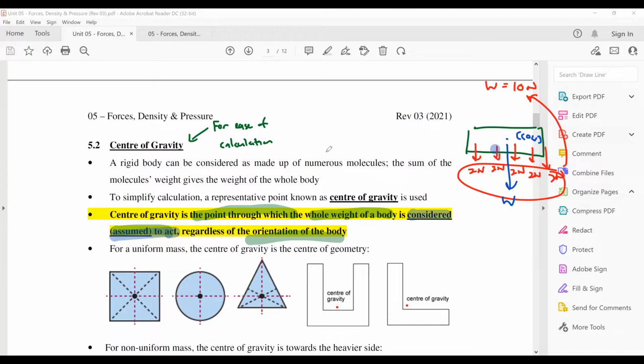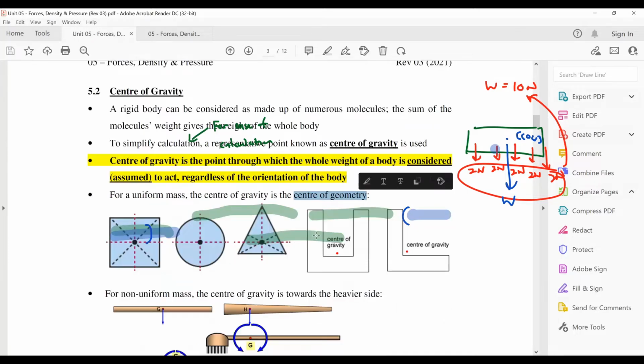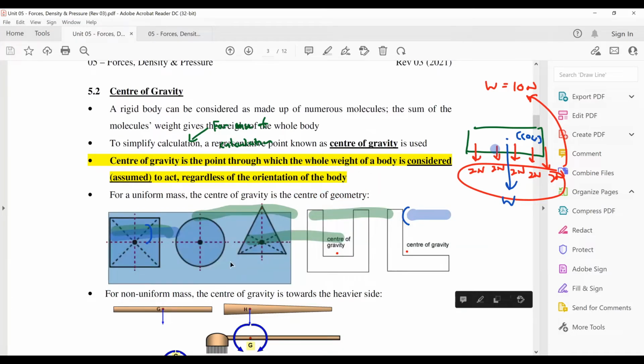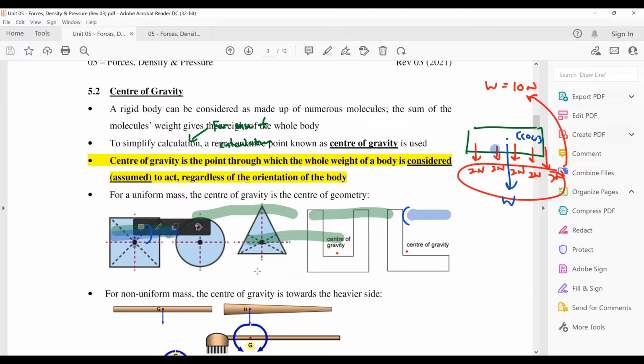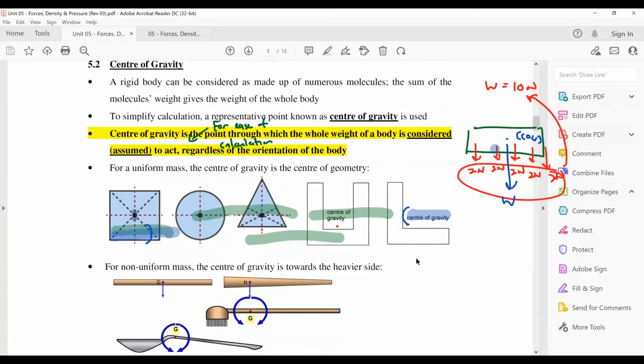So this part here where you say considered or assumed to act is very important when you want to do the definitions. Okay, now center of gravity tends to act at the center of geometry. All right, so if let's just say we give you a few uniformly shaped objects like this, the center of geometry is usually the center of that object there. That is where your center of gravity is.